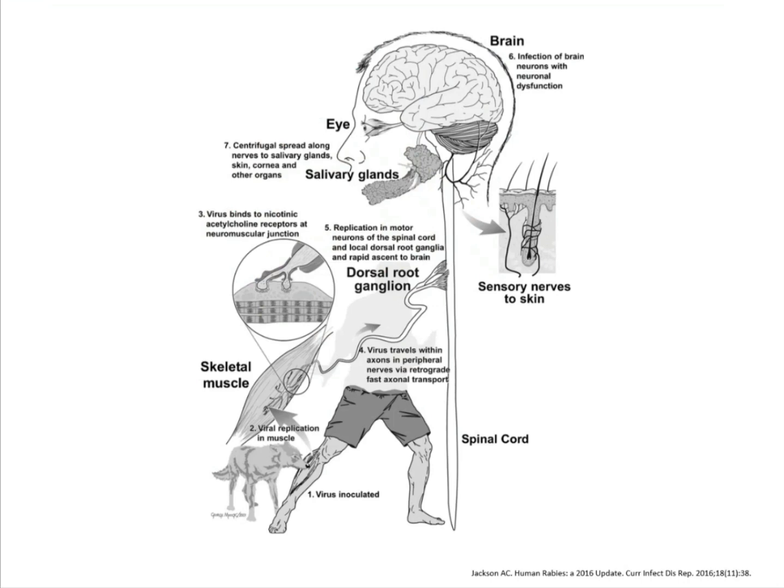So this is a graphic just showing how the infection happens. If you get bitten distally, so the dog there is biting the person in the leg, the virus replicates in the skeletal muscle, then starts binding to the nicotinic acetylcholine receptors in the neuromuscular junction. Then the virus travels up the axons and the peripheral nerves towards the central nervous system, goes to the spinal cord, and then at that point infects the brain, and then starts infecting centrifugally. So it goes from the middle to the outside.